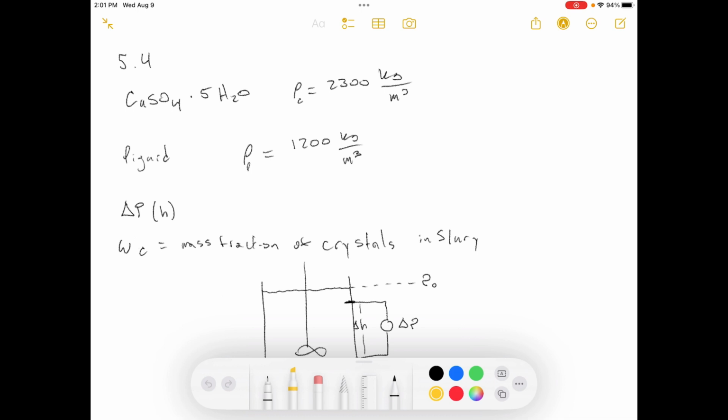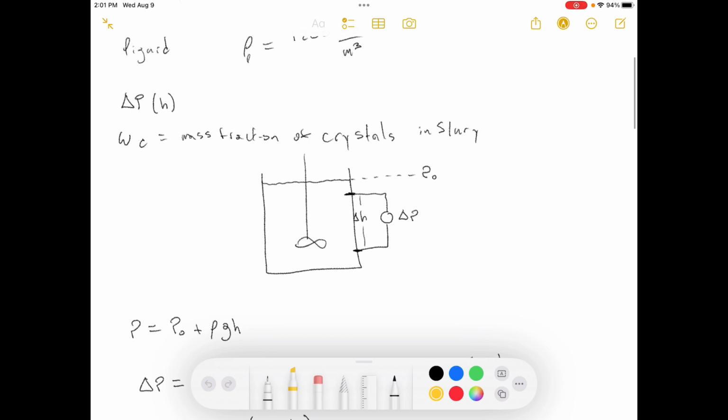Okay, and then they have a little picture here. I tried to replicate it. Part A: derive an expression for the transducer reading, delta P in pascals, in terms of the overall slurry density, assuming that the pressure head formula of chapter 3, P equals P naught plus rho g h, is valid for this two-phase system.